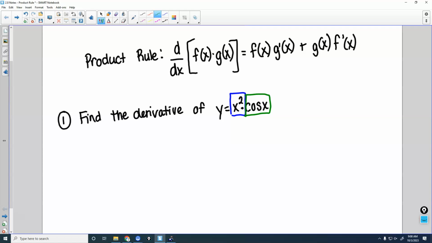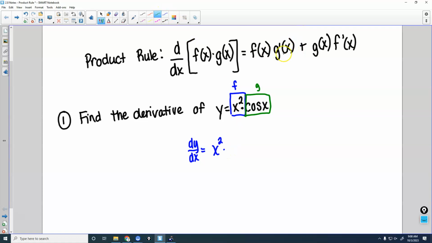We did those yesterday. But if I have something out here that has an x with it, I'm going to have to use the product rule. So here's what it will look like. Here's our f. Here is our g. So for our derivative here, I would do original f, so that's x squared, times derivative of g.